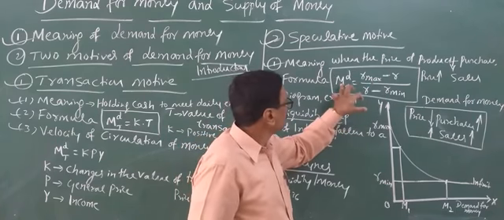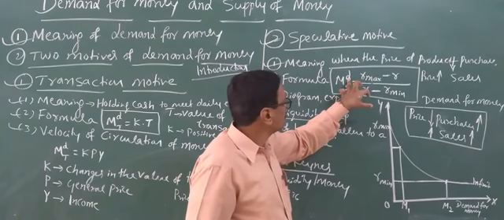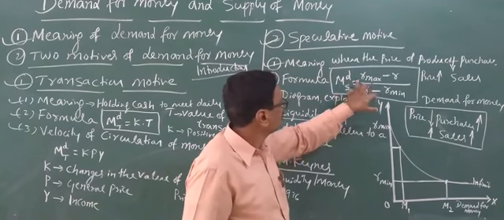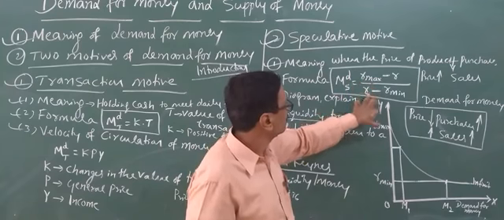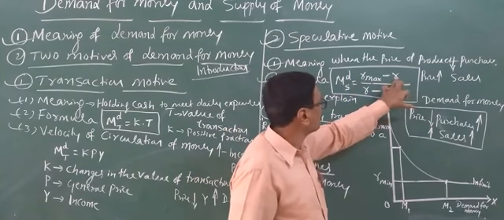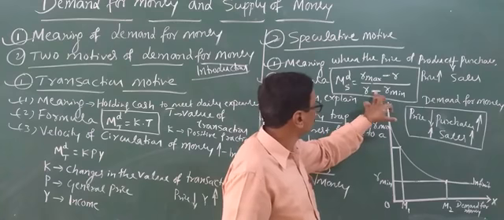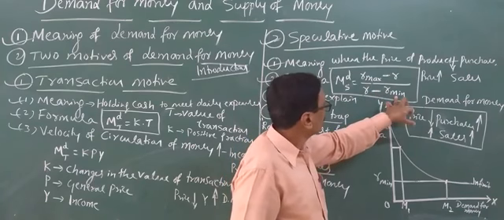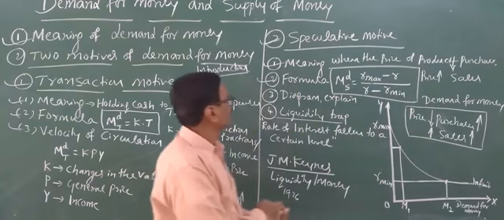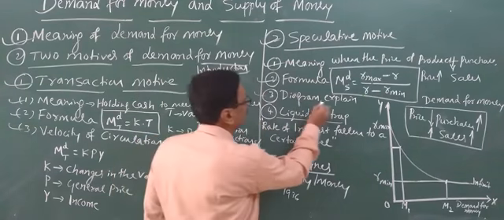Ms to the power of d: d is the demand for money, s is the speculation. R maximum is the maximum rate of interest, minus R is the rate of interest, divided by R, the rate of interest, minus R minimum, the minimum rate of interest. That can be explained with the help of a diagram.